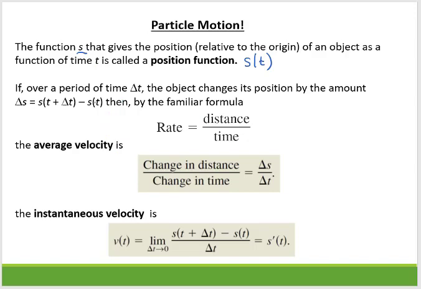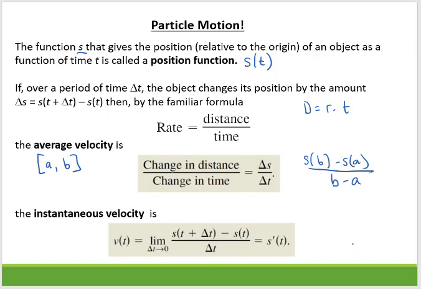So it moves a certain amount of change. So the rate is equal to distance over time. Remember this? Distance equals rate times time. I just solved for r. Okay? So rate is your change in distance over your change in time. Said another way, if you're trying to find the average velocity of a function over an interval, it's s of b minus s of a all over b minus a.